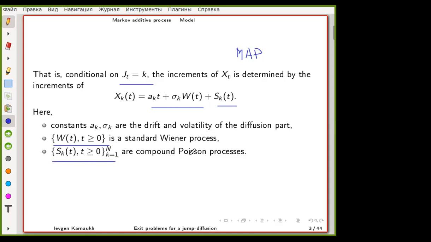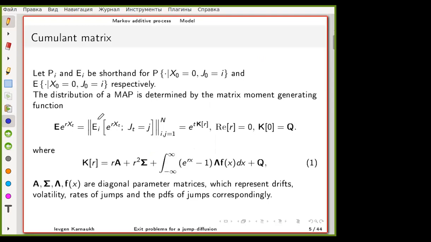The distribution of our process is defined by the moment generating function, with the cumulant given by formula one. So the initial parameters of our process are defined by such matrices: drifts, volatilities, rates of jumps, PDFs of jumps, and of course the transition rate matrix of our environment.